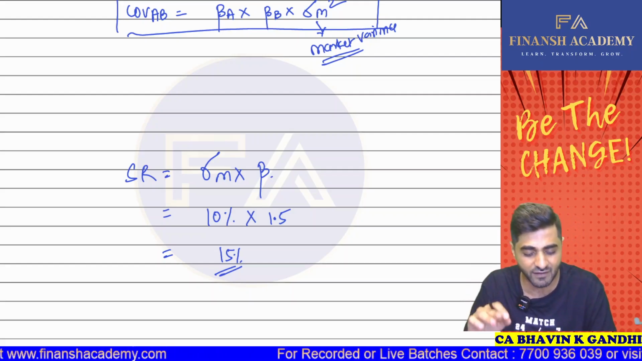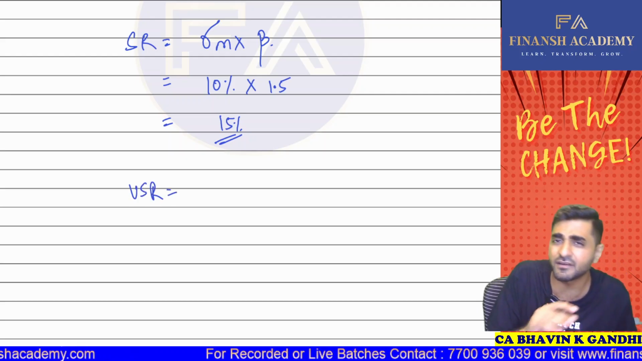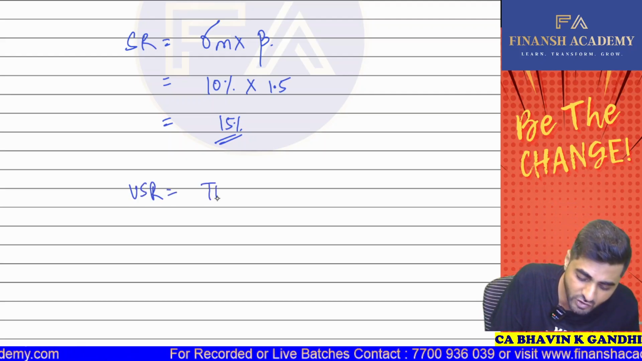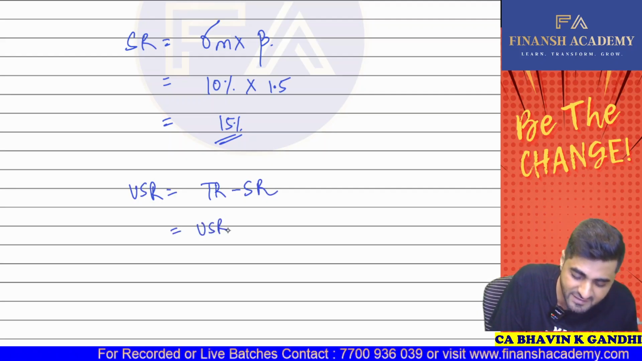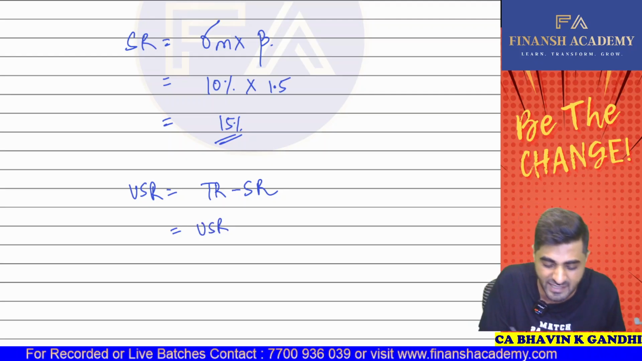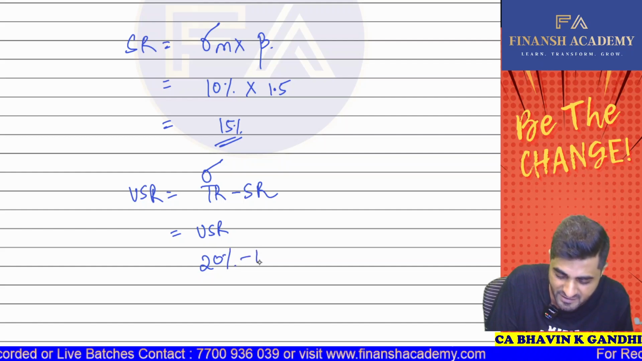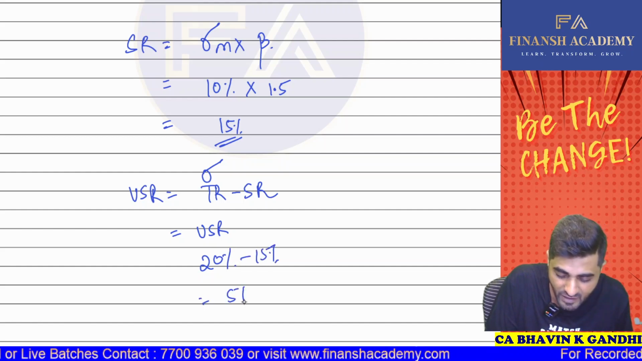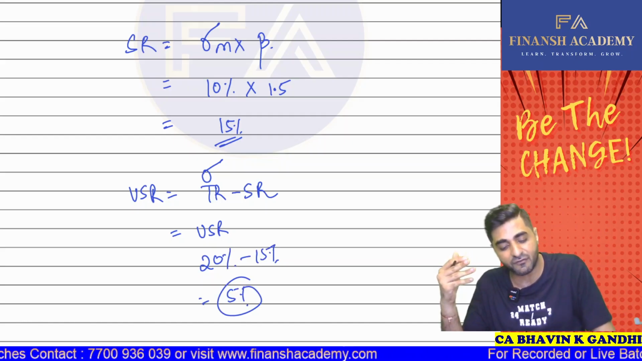And my dear students, whenever we talk about your unsystematic risk per se, we don't have any formula. We take total risk and from that we subtract systematic risk. What we get is unsystematic risk. So for example, your total risk, which is nothing but the standard deviation of the security, suppose the standard deviation is 20% and the systematic risk is 15%. Then your unsystematic risk or your residual risk will be nothing but 5%.